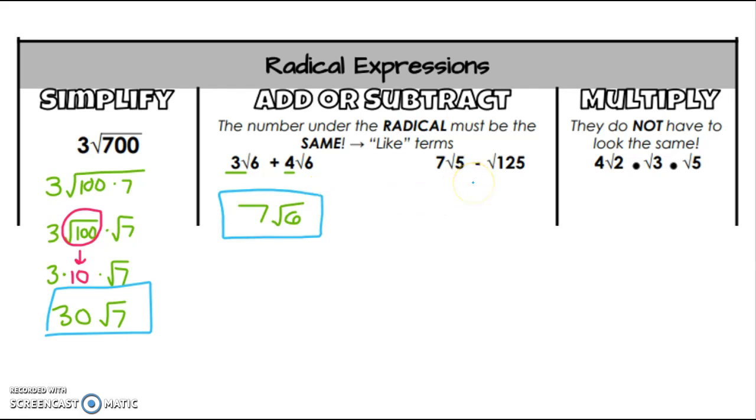Now this one's a little bit different because my radicals do not match. 7 square roots of 5 minus the square root of 125. I'm going to need to break down that other radical to see if I can somehow get it to match the square root of 5 that I've got in the first piece. So I'm going to take the square root of 125 and rewrite that. I know that 25 times 5 is 125. So I'm going to do some simplifying work right here. I also know that that can be broken apart.